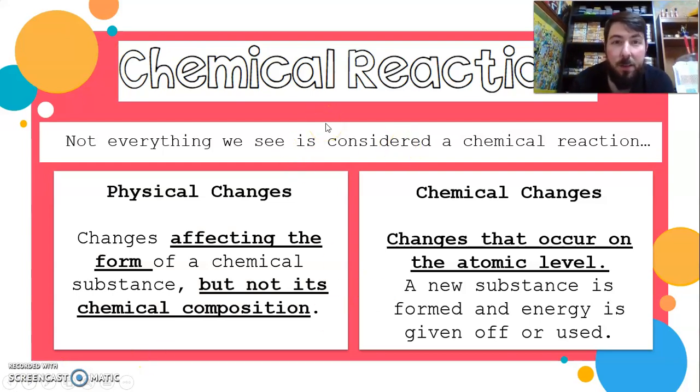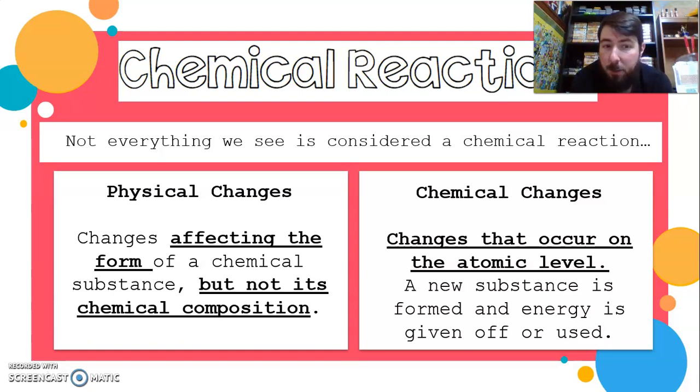So not everything that we see is considered a chemical reaction. The difference is, for a physical change, we can change the way that something looks, but that doesn't necessarily change its chemical composition. So for example, if I had a piece of paper and I ripped that piece of paper in half, that would be considered a physical change. The paper is still paper, we've just changed the physical appearance of it.